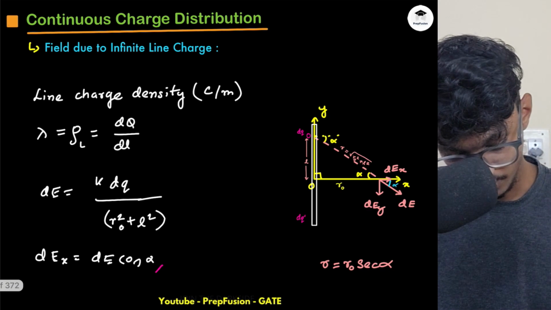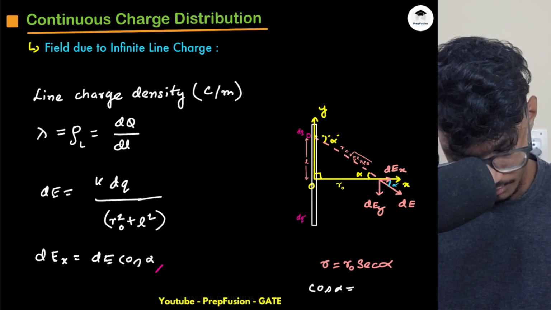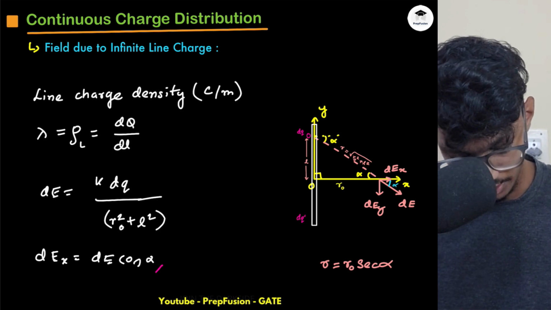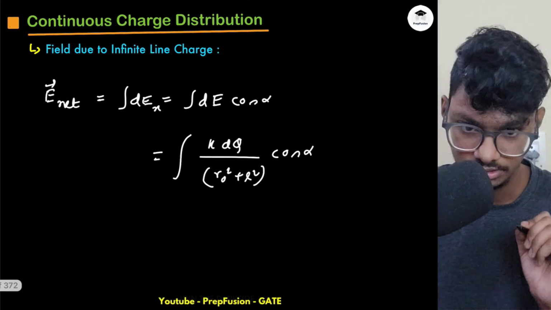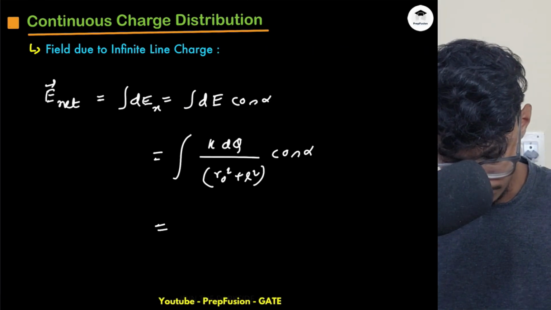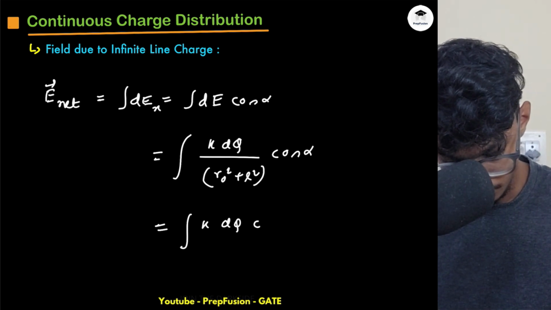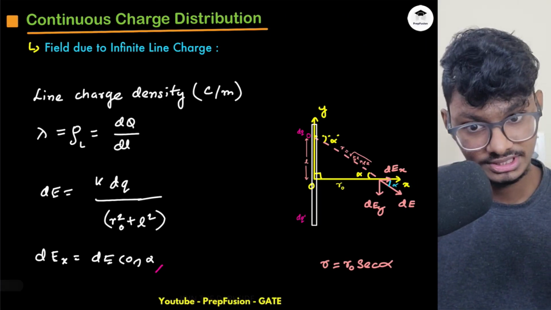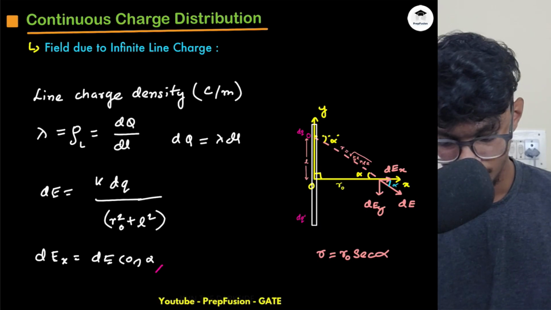So what is cos alpha then? Cos alpha is equal to r naught by r, but I don't want to write r, because r is a variable. I will just replace r with r naught sec alpha. So this will come out to be k dq cos alpha. One more thing, what is dq? dq is lambda dl.